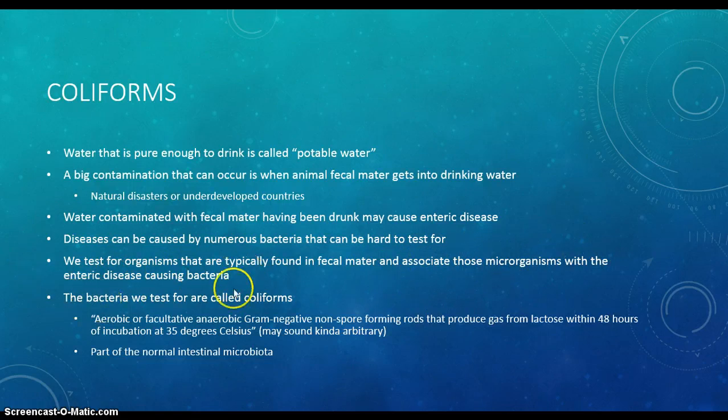So these bacteria that are typically found in fecal matter are called coliforms. Now, the technical definition of a coliform is aerobic or facultative anaerobic gram-negative non-spore forming rods that produce gas from lactose within 48 hours of incubation at 35 degrees Celsius. That may sound kind of arbitrary, but it is an important property of coliforms in testing the quality of water. What you've got to realize is that these coliforms are part of your normal intestinal microbiota.